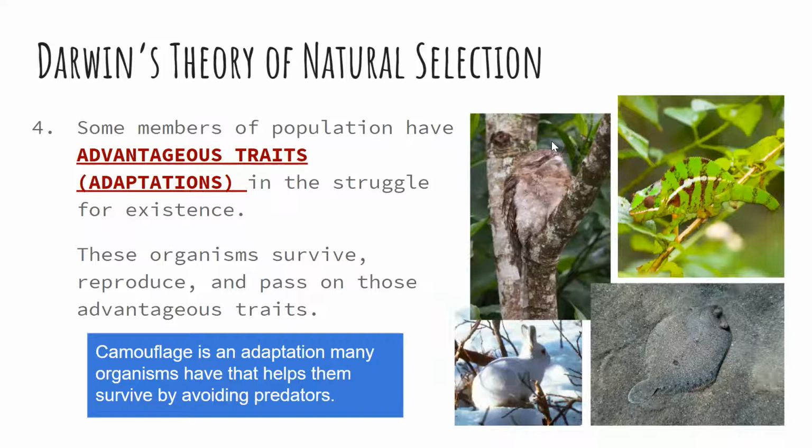The fourth principle is that some members of a population have advantageous traits or adaptations that allow them to survive better than other organisms in their environment. These organisms that have these advantageous traits, these adaptations, are able to survive and reproduce and pass on those traits to their kids. Camouflage is an example of an adaptation. It allows animals to hide in plain sight. This helps them to survive by avoiding predators.